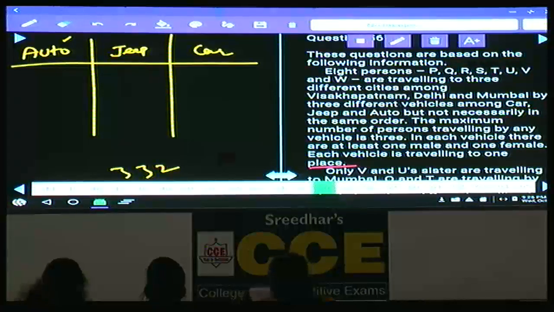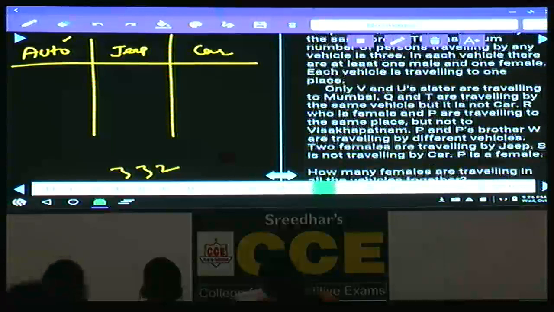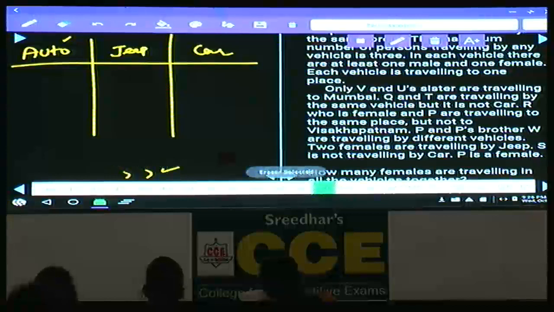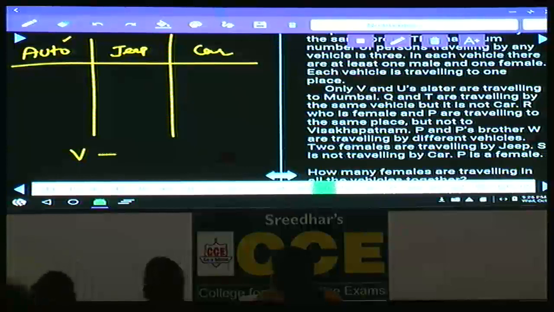Hence, first if we can identify the 2 persons traveling by a vehicle, then we can finalize the remaining. In each vehicle there are at least 1 male and 1 female. Each vehicle is traveling to one place. Then the next one: only V and U's sister are traveling to Mumbai. That means the number of persons traveling to Mumbai is only 2. And who are those 2? V is 1 and U's sister.